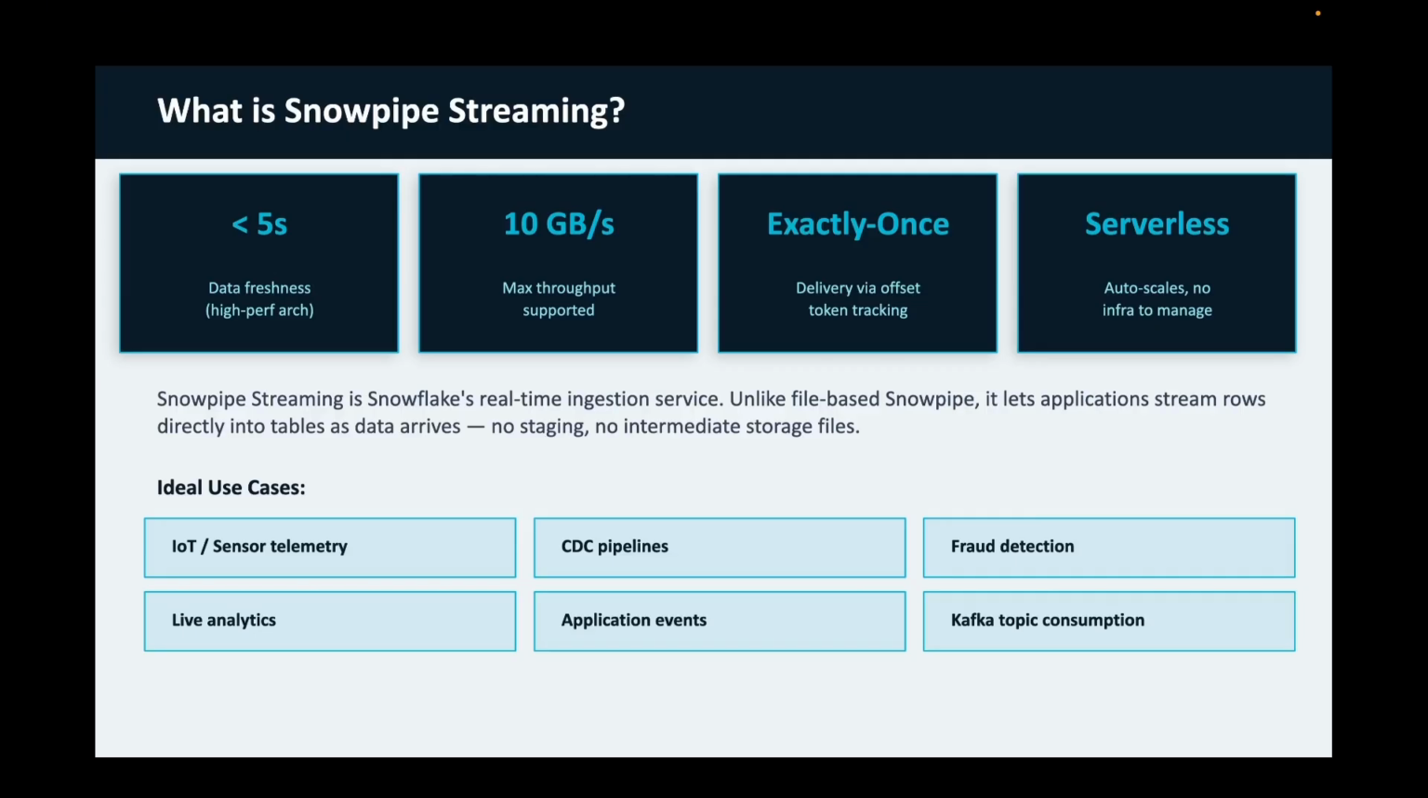Talking about throughput, right now it supports about 10 gigabytes per second, which is huge. And delivery via offset token tracking, it supports exactly once. That means once a record is loaded or ingested into the target, it won't be duplicated. And it is serverless, that auto scales, with no infrastructure to manage. It uses serverless auto compute under the hood.